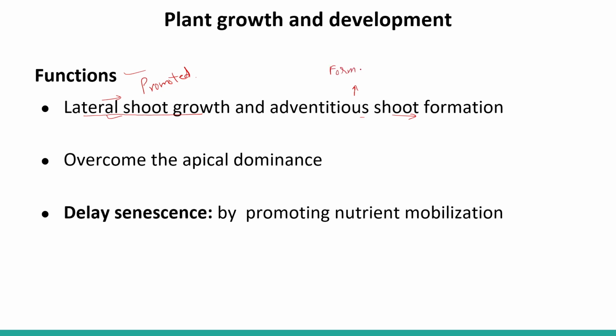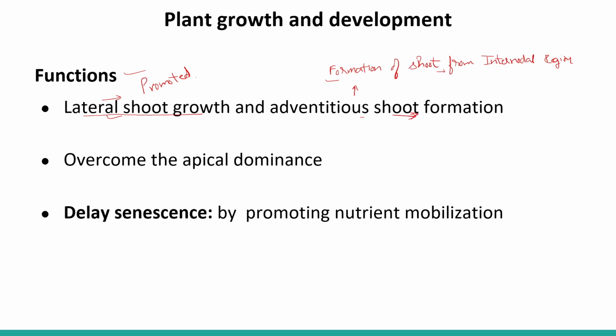It is the formation of shoots from a region other than the natural region. Usually, branches are found arising from the nodes. Formation of shoots from the internodal region instead of the node is known as adventitious shoot formation.